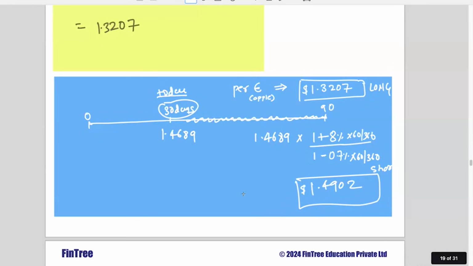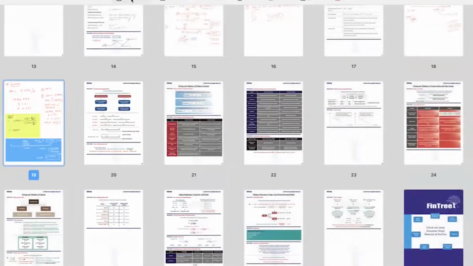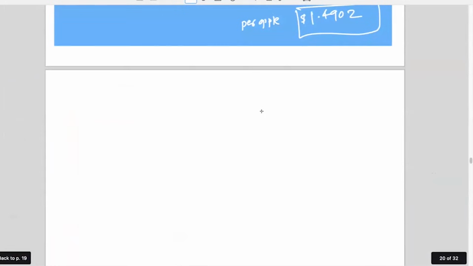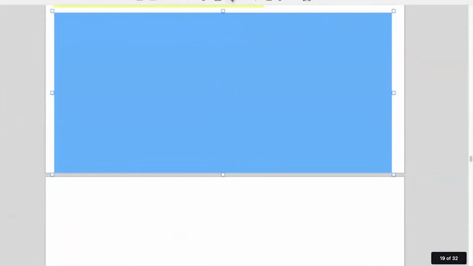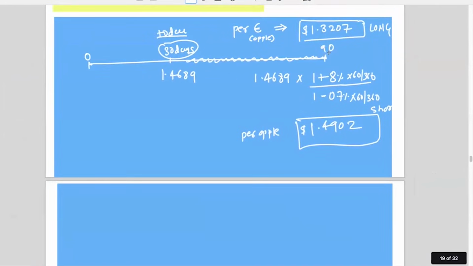Remember, this is in dollars. This is per apple. All right, so far we're doing all right. Just give me a minute. We need a little extra space here. Okay, so 60 days from today, I'm going to buy one apple at $1.3207. I'm going to sell one apple at $1.4902.